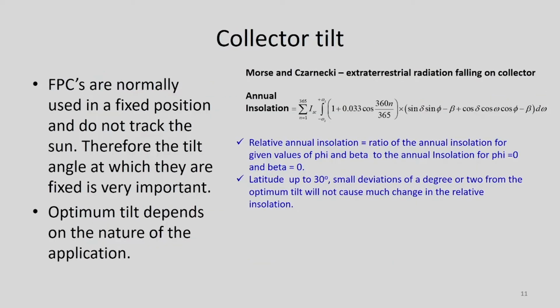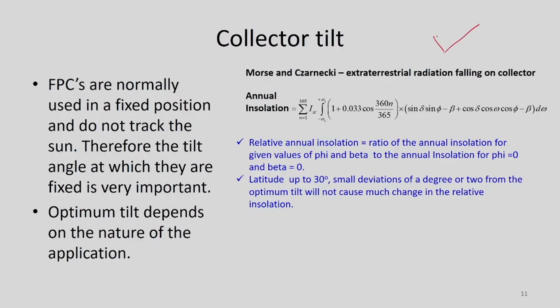Now, let us discuss something about collector tilt. At what angle do we need to maintain the collector for maximization of solar radiation absorption in the collector system? What does it mean if we make this kind of collector? We have to maintain some kind of beta. This is nothing but tilt.